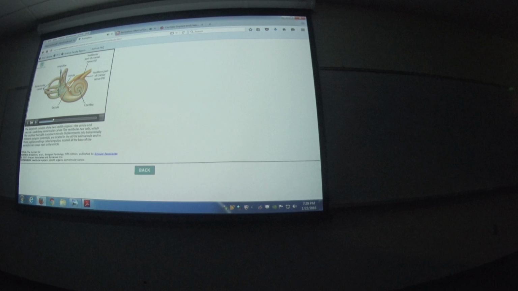Let's figure this out. Transduce minute displacements and behaviorally relevant receptor potentials. Okay, what's it mean to transduce? To detect or to translate. So there's picking up vibration and converting it to a nerve signal. What am I transducing? Small changes. That's the vibration.